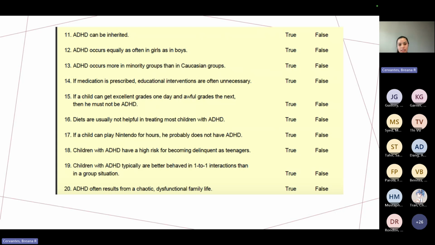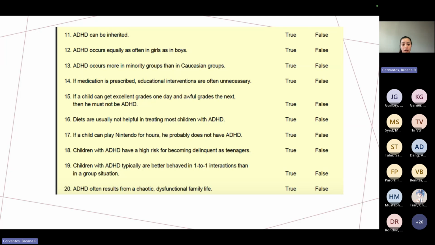19, children with ADHD typically are better behaved in one-to-one interactions than in a group situation. True. I think if we think of impulsivity and executive functioning, which is like our air traffic controller in our brain, as being sensitive to noise and distractions, I would imagine that sometimes one to one is better. The caveat is that that doesn't mean we silo a child so that they can only be alone, because that would be damaging to their social development.